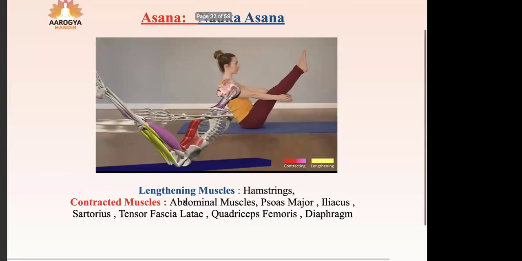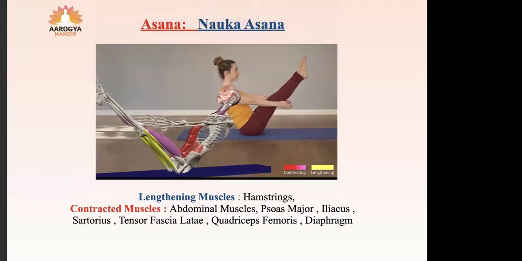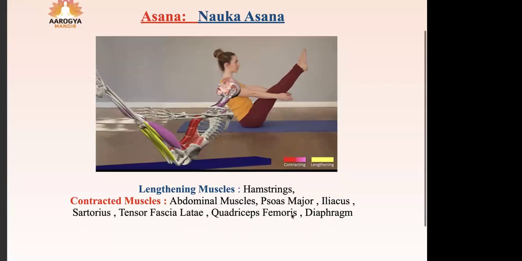Let's move to the next posture, which is again a strengthening posture. You know it as Nauka Asana. And as of now, the only muscle getting stretched here dominantly is the hamstring. And the muscles which are getting contracted can be clearly seen here, the abdominal muscles, all the four abdominal muscles.